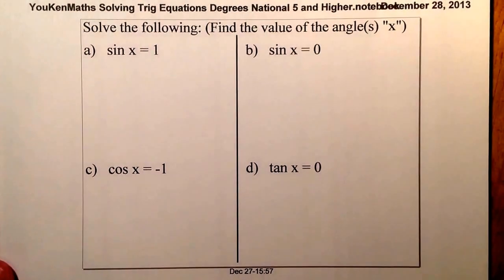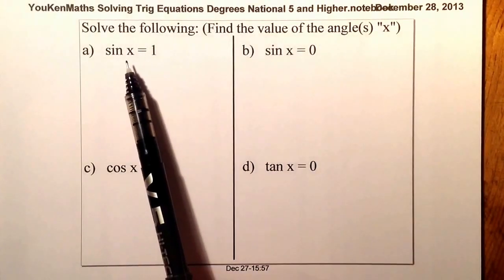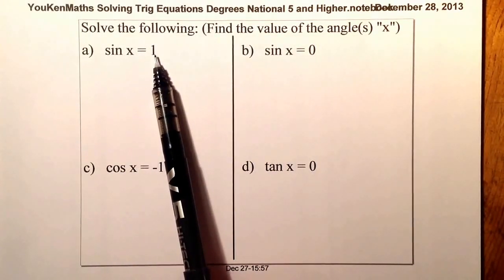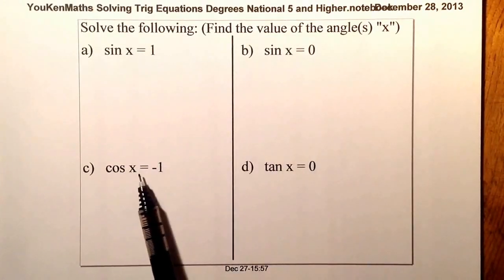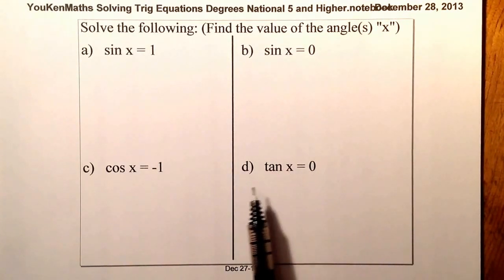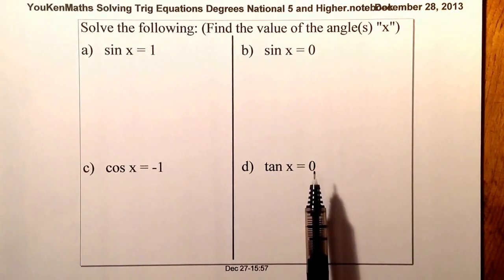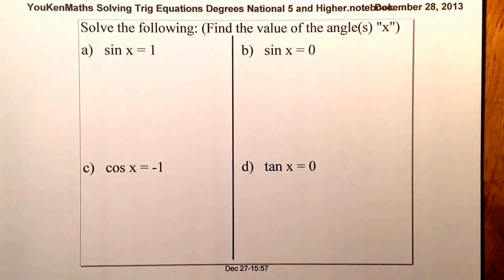The first ones I'm going to start with are relatively simple. On the first slide we've got sin x equals 1, sin x equals 0, cos x equals -1, and tan x equals 0. Whenever I see a 1, a -1, or a 0, I'd be thinking about what it would look like on the graph.